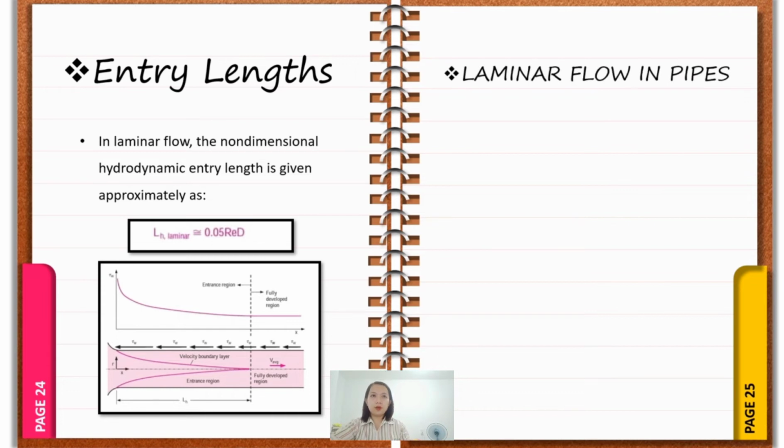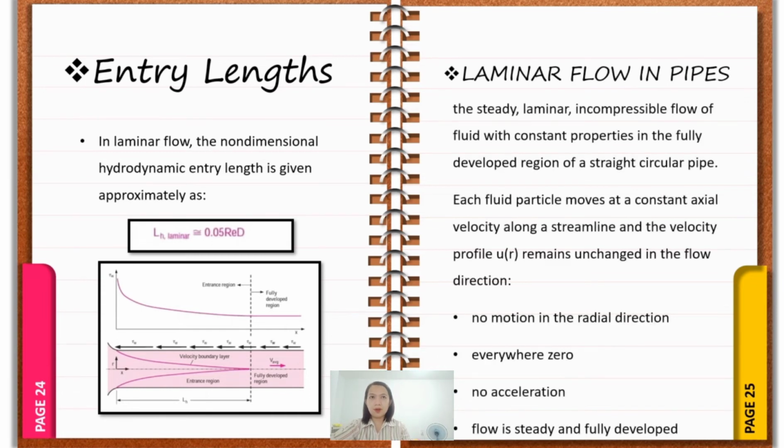So the laminar flow in pipes is the steady, laminar, incompressible flow of fluid with constant properties in the fully developed region of a straight circular pipe. Each fluid particle moves at a constant axial velocity along a streamline, and the velocity profile remains unchanged in the direction of flow. So there is no motion in the radial direction, there is no acceleration, and the flow is steady and fully developed.